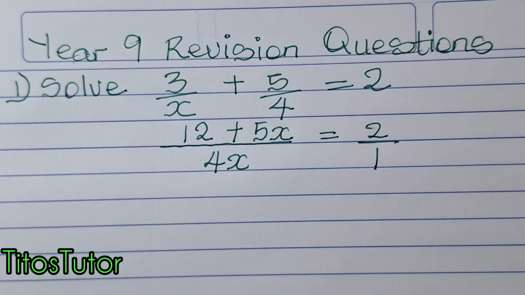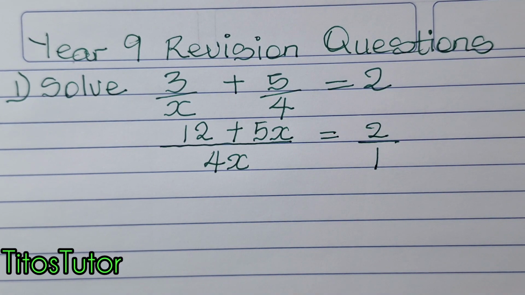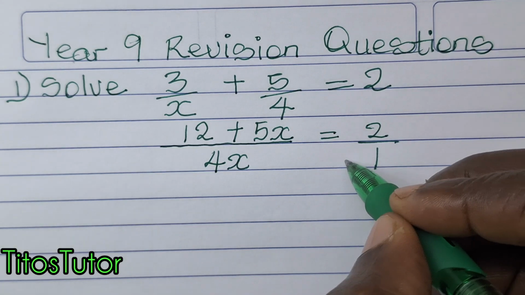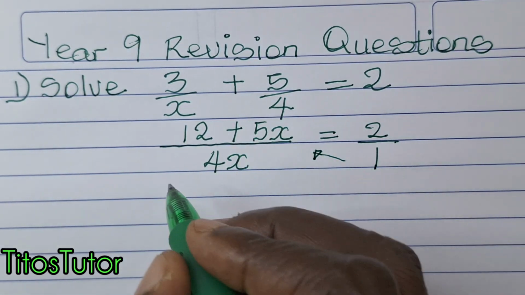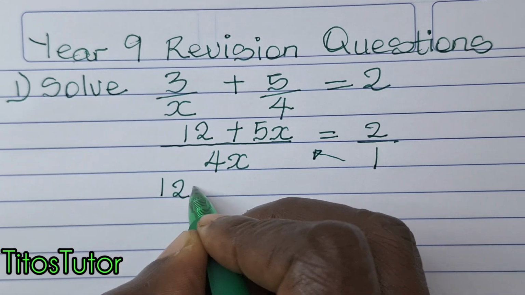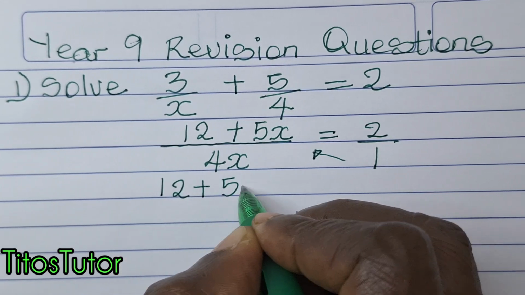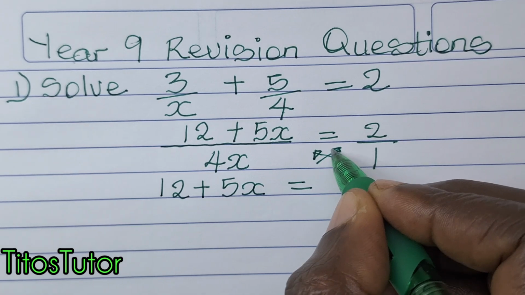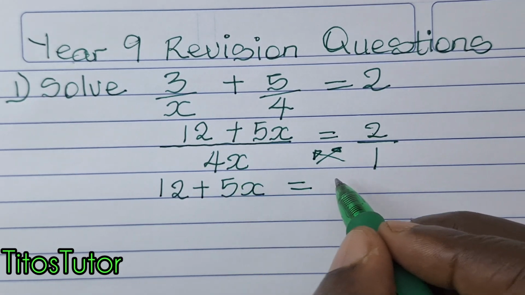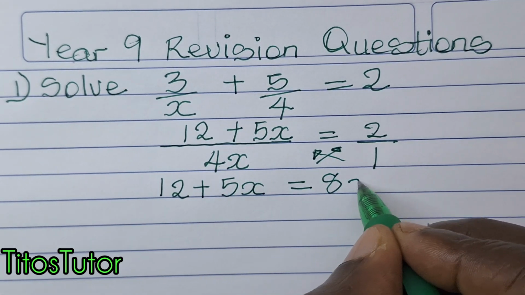Remember my favorite phrase in math. It says when two fractions equate each other, you cross multiply. So I multiply the whole of this by 1. It is still the whole of that, and I equate it to multiplying 2 and 4x. That's going to give me 8x.